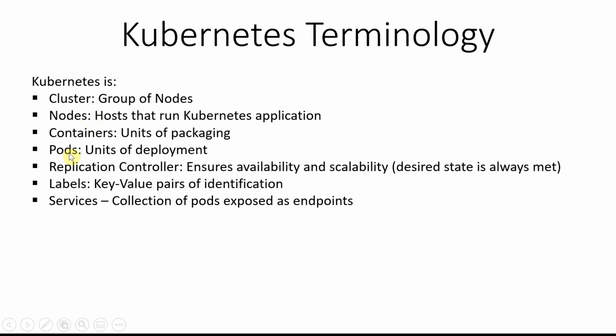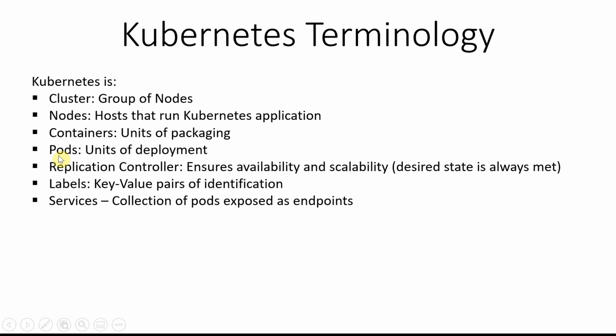And a pod will have containers inside. For example, one pod can have one container, or it can have more than one container also. So the smallest unit in Kubernetes is the pod. A pod is bigger than a container, because one pod can have multiple containers. I'm just giving an example.